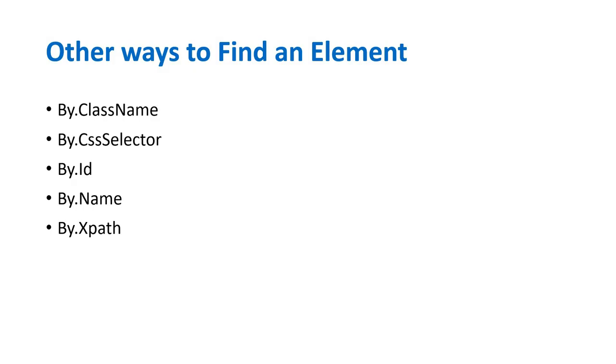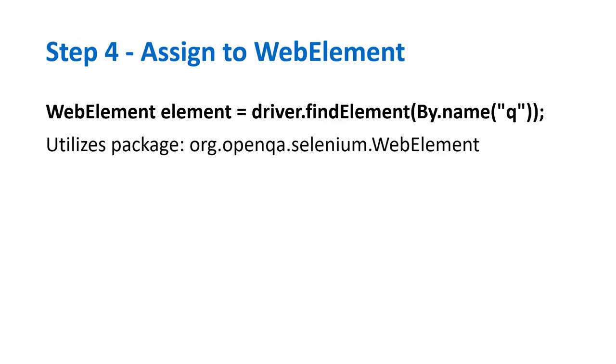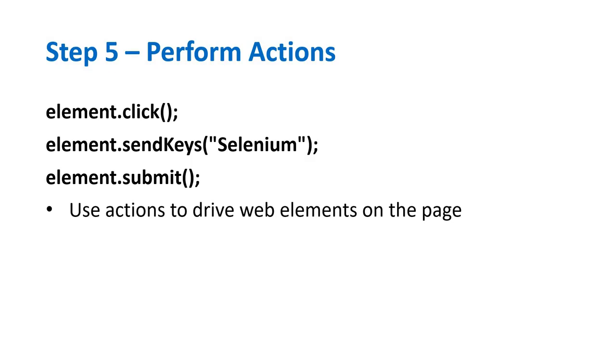After the element is found, it is assigned to a WebElement called element. This invokes the package org.openqa.selenium.WebElement, and after that we use the element to perform some type of action. In this case, we send keys of Selenium, and this simulates sending the keystrokes to the keyboard. Then we submit, which will submit the search element that the test entered keys for.